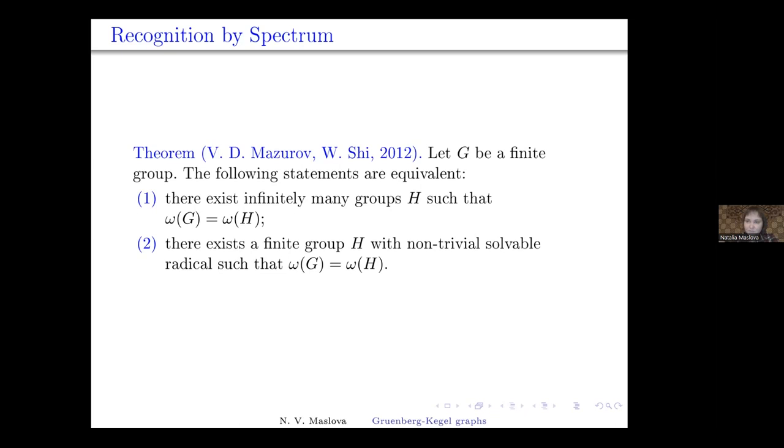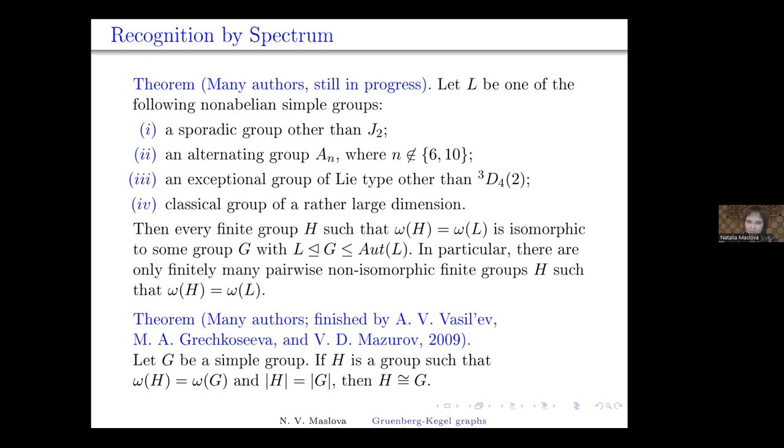And what can we tell about results? One of the greatest results is that almost all finite simple groups are almost recognizable by their spectrum. This is a result by a very big group of authors from Russia, China, Iran, Australia, and so on. Some of the more active researchers were Viktor Danilovich Mazurov, Wujie Shi, Andrei Viktorovich Vasilyev, Maria Alexandrovna Grechkoseeva, Ilya Borisovich Gorshkov, Alexey Mikhailovich Staroletov, Anatoly Semyonovich Kondratyev, and Mariana Rifkatovna Zinovieva.